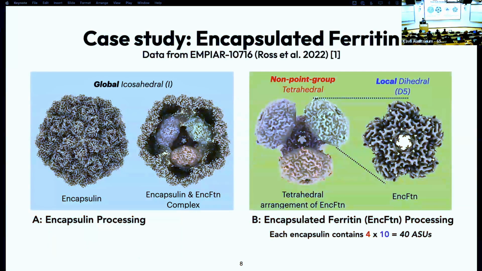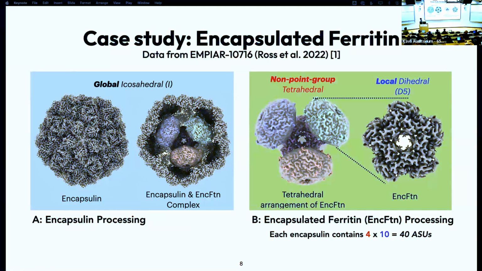Okay, so the geometry of the nanocompartment is best illustrated by this figure here. Starting from the left side, the outer shell is displayed in blue, and that's encapsulin. It has global icosahedral symmetry, so fairly straightforward. And inside are 4 copies of encapsulated ferritin. The abbreviation is EncFTN, but I'll just say encapsulated ferritin. And these 4 are arranged in an approximate tetrahedral configuration.